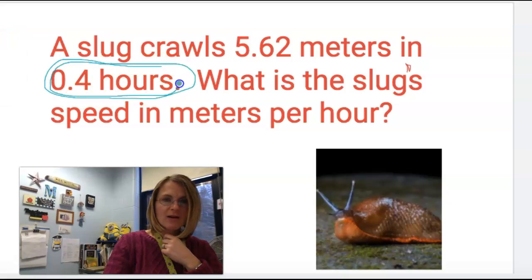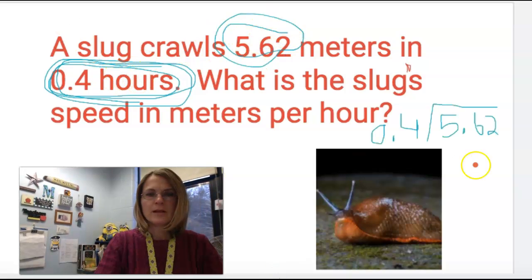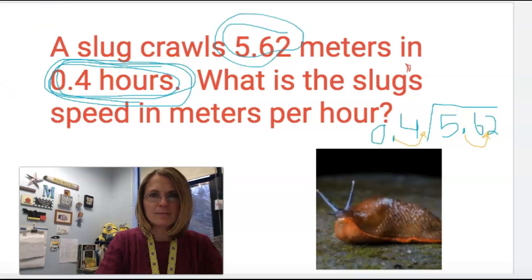So if we want to figure out how fast he goes per hour, we have to divide the total by 4/10. The total, or the thing that is being split up, goes inside the box, and what you're dividing it by goes outside of the box. You have a decimal here, so you're going to have to move that decimal over one place to the end. So it's going to go to the end of the 4, and then you have to move it one place here because you moved it one place here. And so it's going to go between the 6 and the 2, and then you're going to be able to divide.